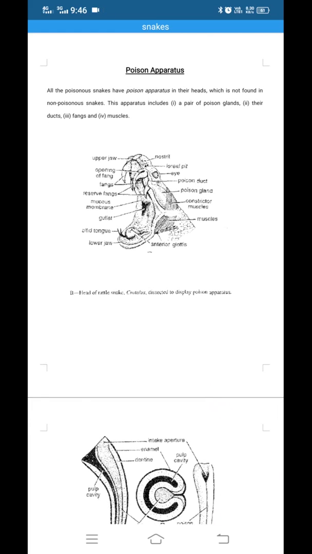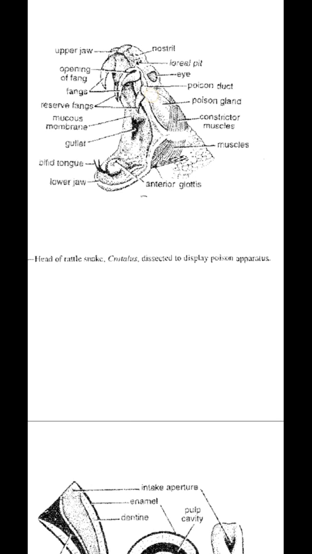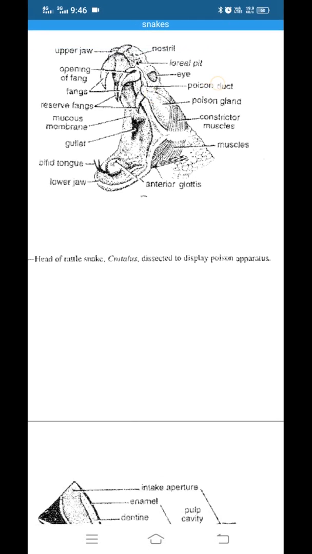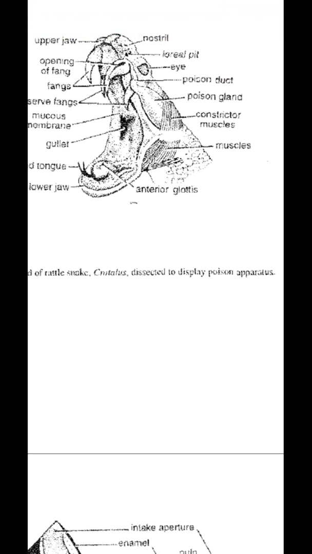Now talking about the poison duct. So what are the poison ducts? Basically, a narrow poison duct arises anteriorly from each poison gland, which ends in the base of the poison fangs to enter its groove or canal. Here in the diagram, you can see these are the poison duct which are arising anteriorly from each poison gland to the base of the poison fang to enter its groove or canal.